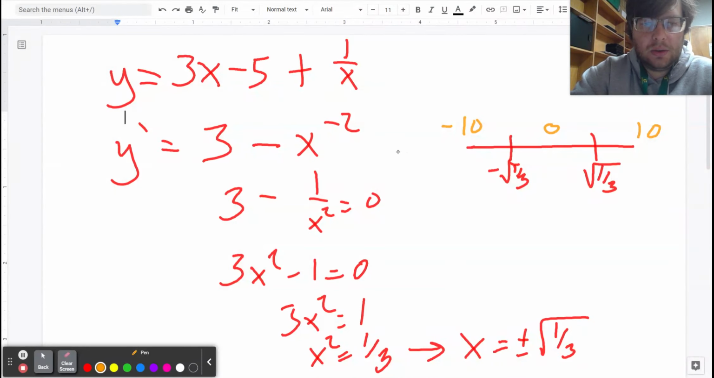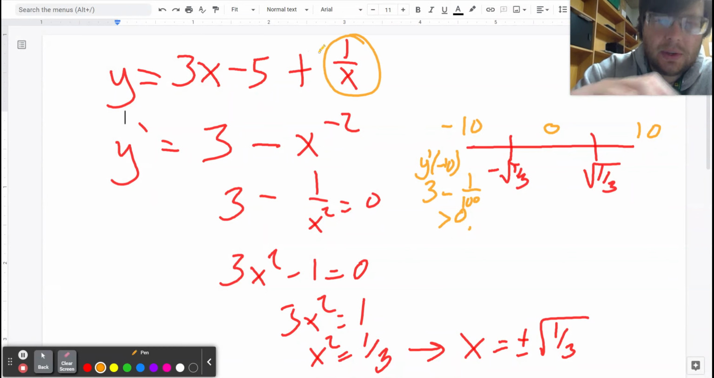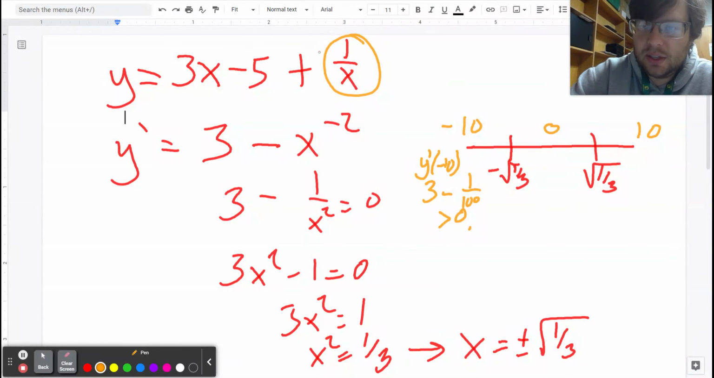If I plug in y prime of negative 10, I would get 3 minus 1 over 100. That's positive. If I plug in a number like 0, I chose a bad number. You can't plug in 0. This is a good example, because when you have a discontinuity at 0, you need to look at values on either side of it. So let's break up our number line a little bit more. Forgot about that detail. Let's look at negative 0.01, and let's look at positive 0.01.